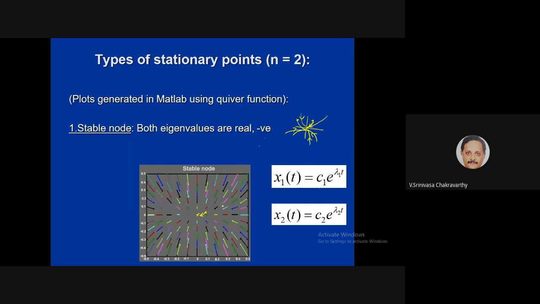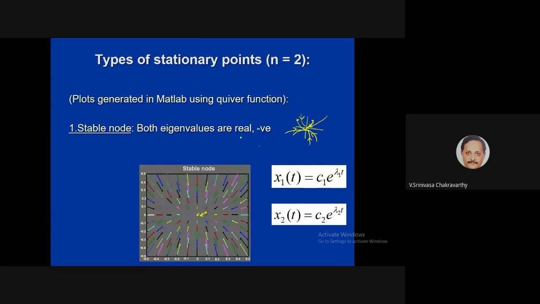So therefore, the origin is a stable fixed point. This is the definition of stability. That point should be a fixed point in the first place, and if it must be stable, then if it is perturbed off that fixed point, it should come back to the fixed point. Then you say that the fixed point is stable.